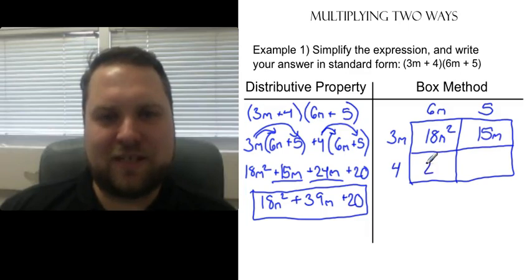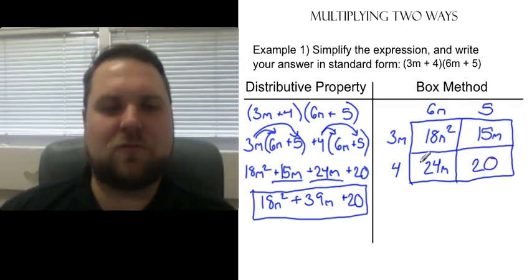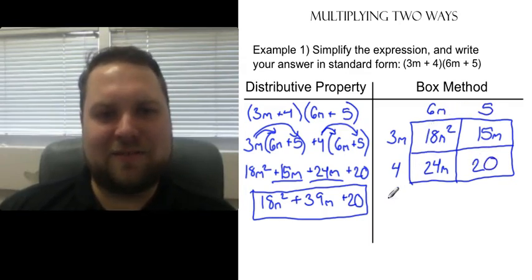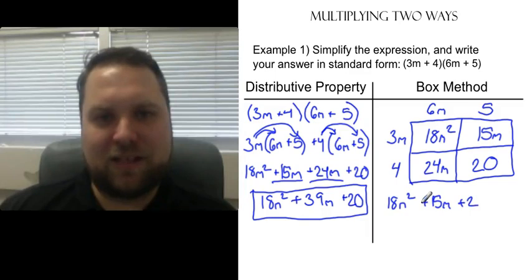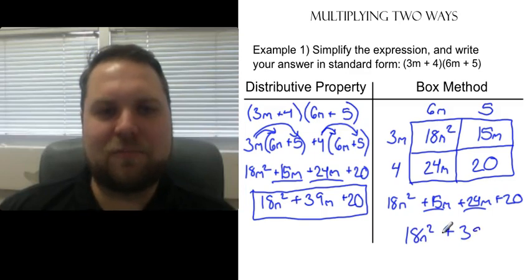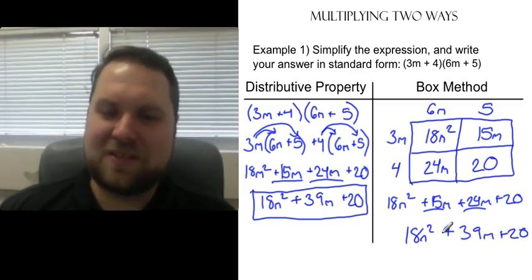6m times 4 is 24m, and 5 times 4 is 20. And now what I do is I take everything in each box, 8m squared plus 15m plus 24m plus 20, combine like terms just like I did before, and I end up with the exact same answer, 18m squared plus 39m plus 20. So there you go.